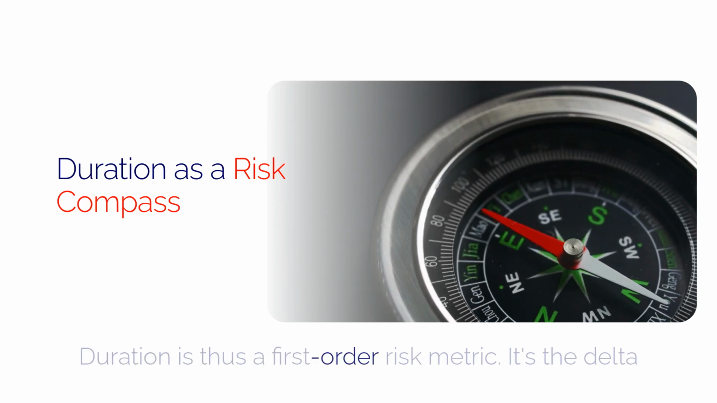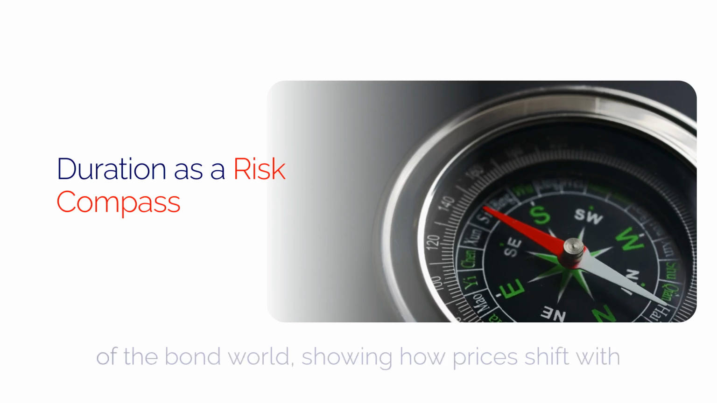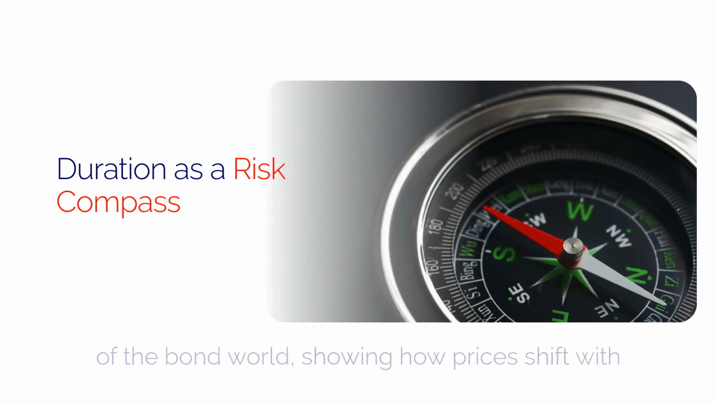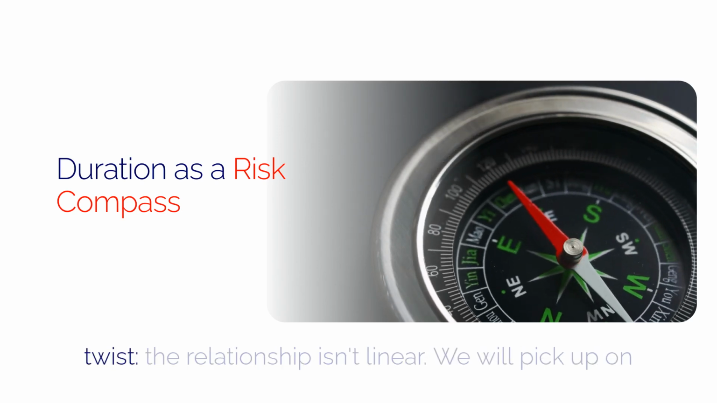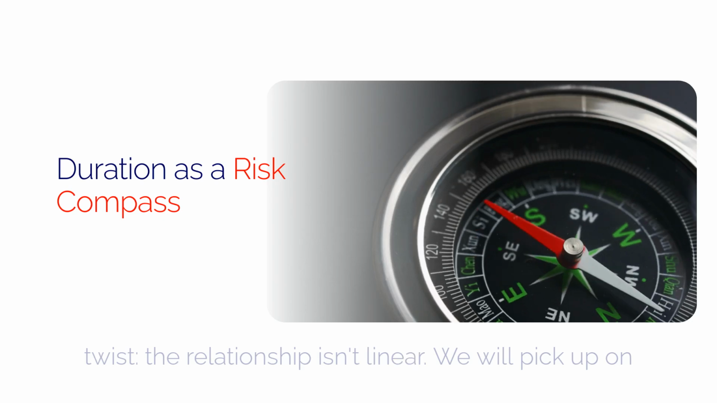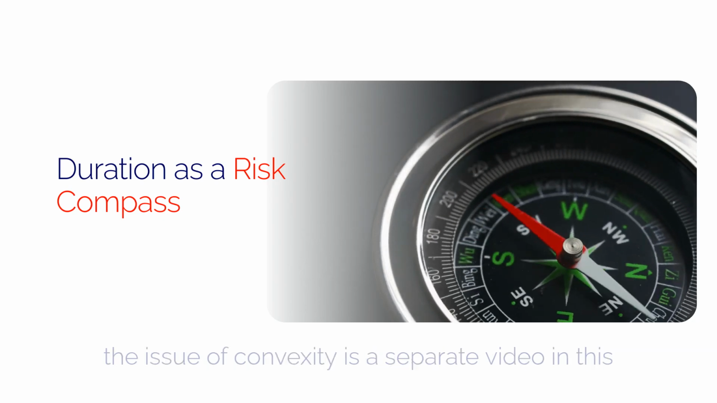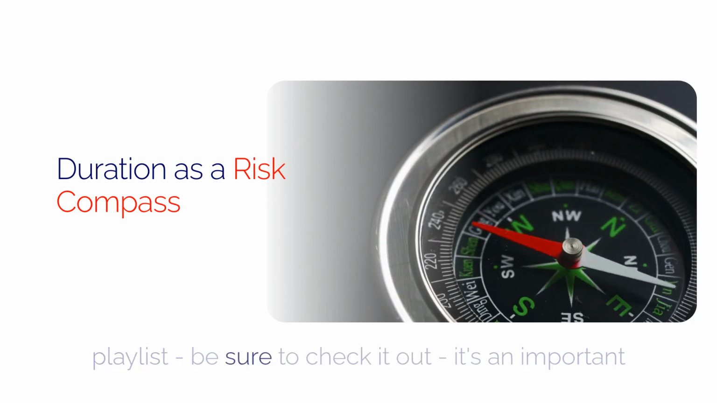Duration is thus a first-order risk metric. It's the delta of the bond world, showing how prices shift with rates. Longer durations equals more risk. But here's the twist, the relationship isn't linear. We will pick up on the issue of convexity as a separate video in this playlist. Be sure to check it out.